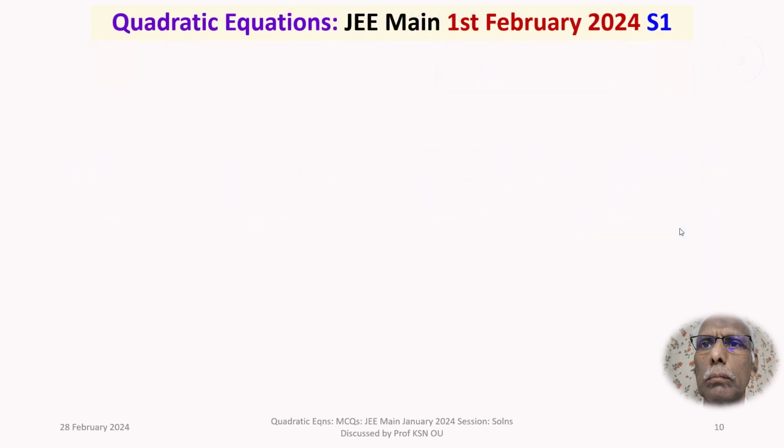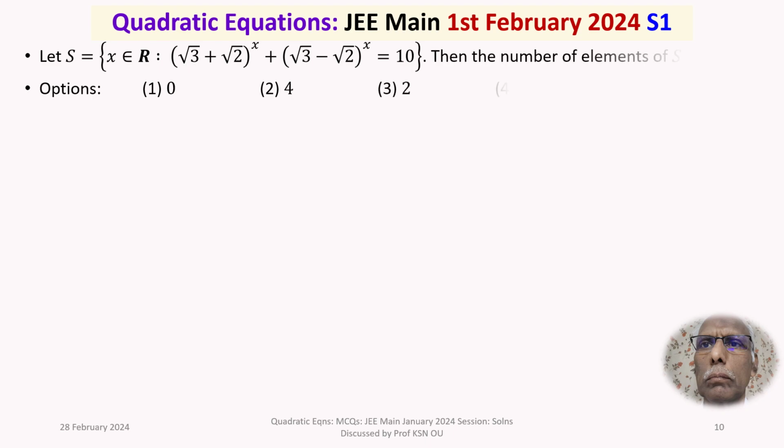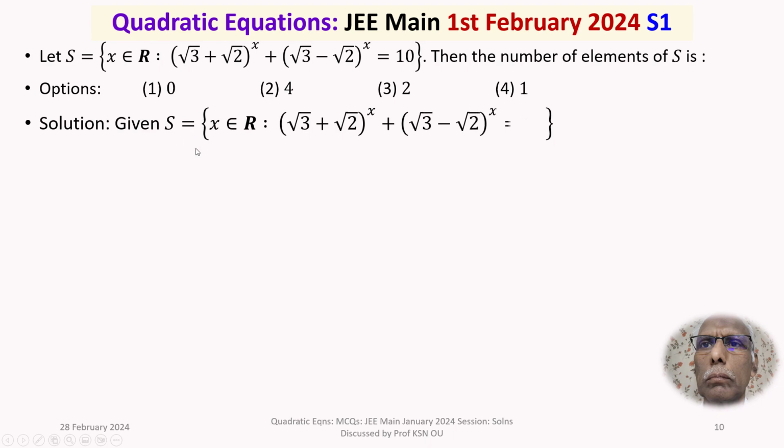We now discuss the solution of the problem in detail. We are given S, the set of all those x belongs to R, where R is the set of natural numbers, satisfying root 3 plus root 2 whole to the power of x plus root 3 minus root 2 whole to the power of x is equal to 10. Required to find n of S, we have to count the number of elements satisfying this. So, let us suppose t is equal to root 3 plus root 2 whole to the power of x.